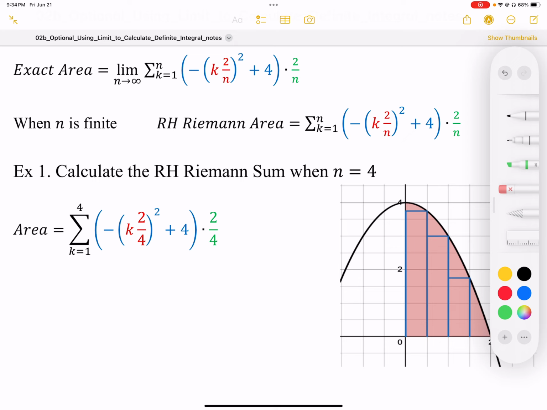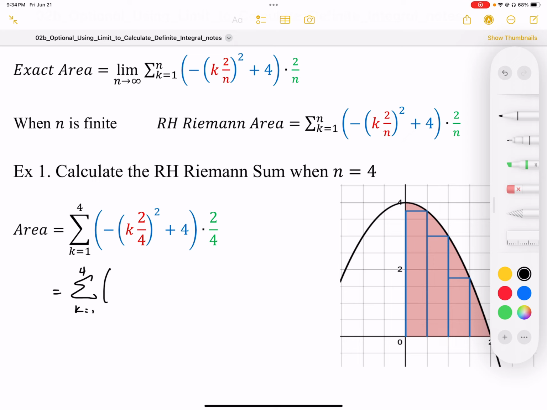First thing I'm going to do is simplify this expression. So instead of using this expression as is, I'm just going to simplify it a little bit first. Here I'm going to use 4 rectangles. I'm not going to let n go to infinity, I'm just going to use 4 rectangles.